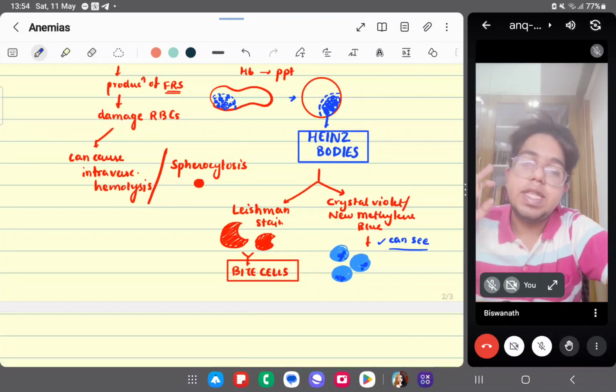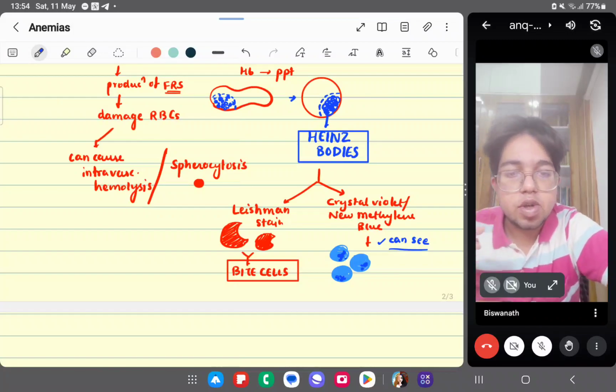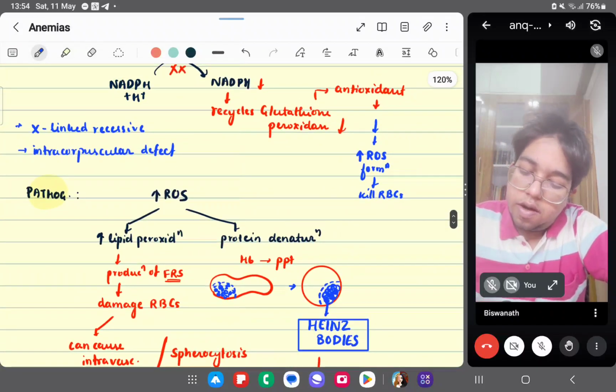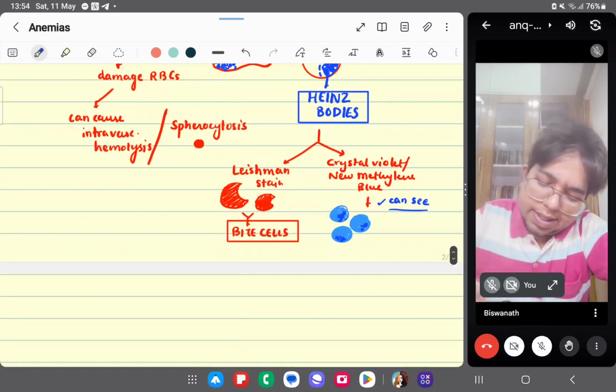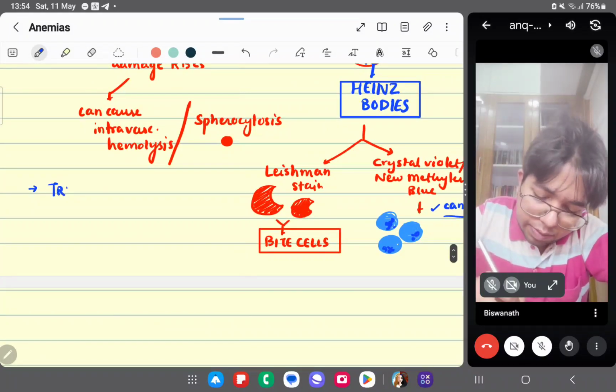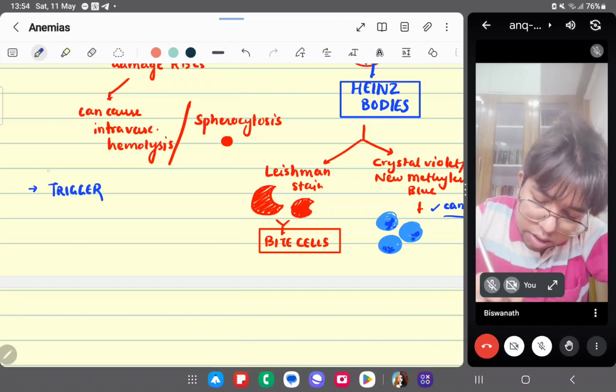I told you about that. If you see the microscopy, then you can see this. Another thing is that this is a trigger-induced phenomenon. This is a trigger-induced hemolysis. Very important. Trigger-induced.